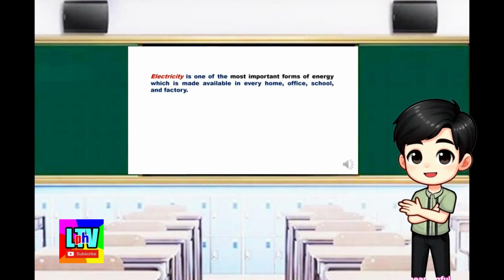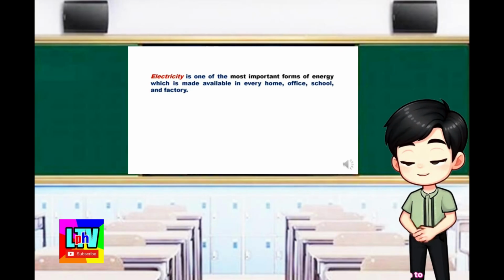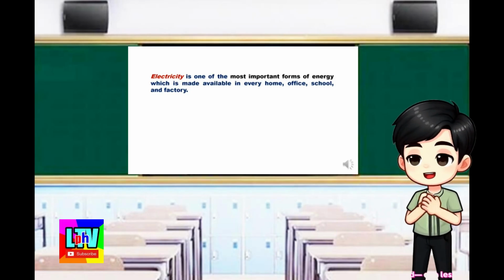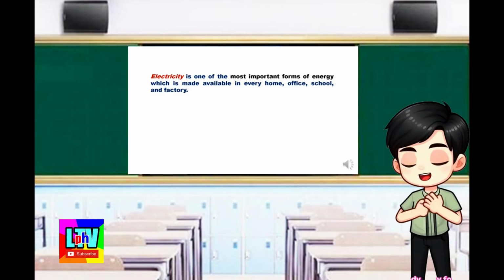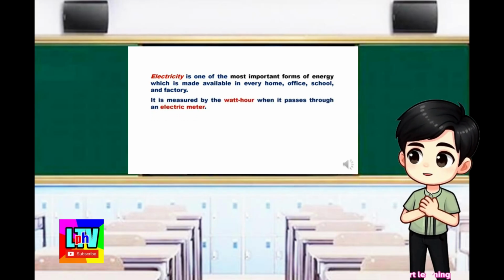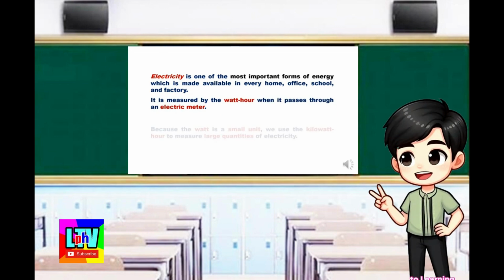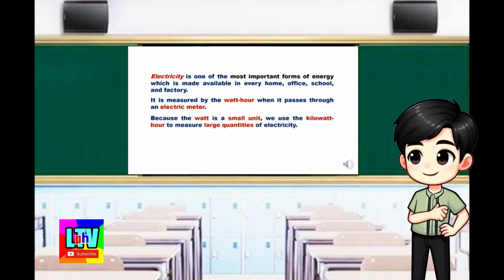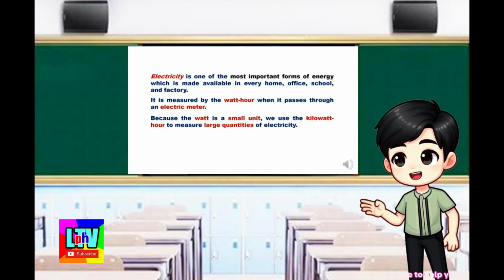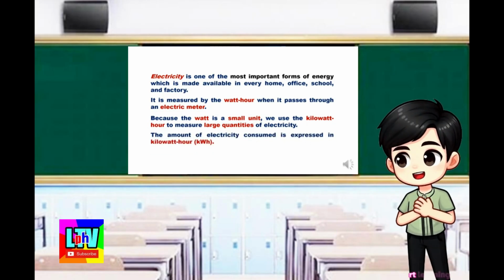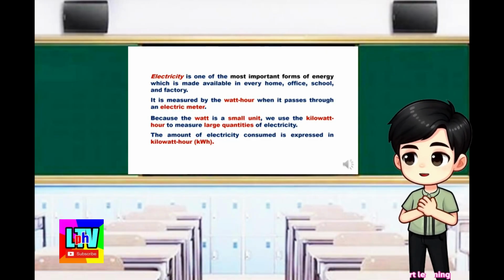Electricity is one of the most important forms of energy, which is made available in every home, office, school, and factory. It is measured by the watt-hour when it passes through an electric meter. Because the watt is a small unit, we use the kilowatt-hour to measure large quantities of electricity. The amount of electricity consumed is expressed in kilowatt-hour.